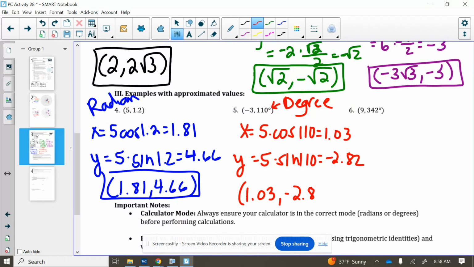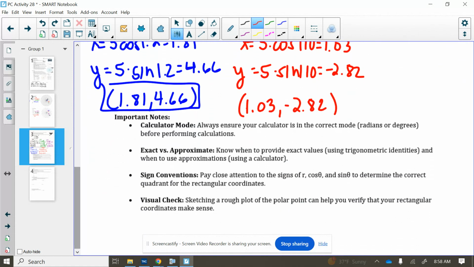The last example then is going to be for you to try for number 6. Now, a couple reminders on this. Again, make sure, especially for this section right above, that your mode is important if you're in degrees or radians. Also understand, do they want you to provide the exact answer? So like section 1, where we're using the unit circle or the trig identities from that, or are you just approximating using your calculator? Think about, again, the sign conversions.